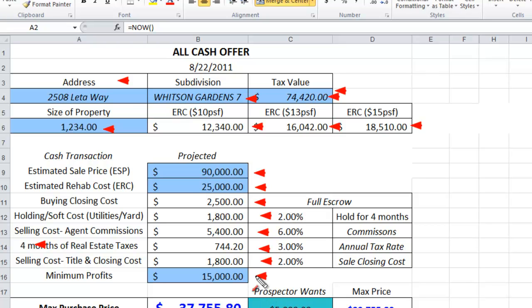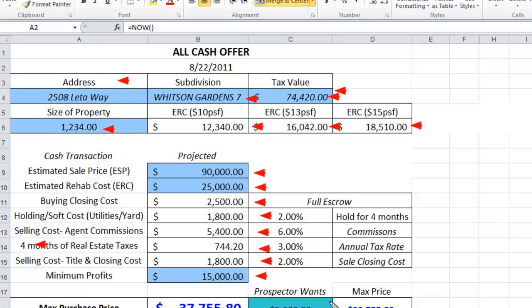And then you've got anticipated profits. Typically on a house that's about $100,000 and below, investors want to make anywhere between $10,000 and $15,000. For houses between 100 and 150, that number is always 15, sometimes 20 as you get closer to 150, and between 150 and 200, most investors are looking to make $25,000 to $30,000.